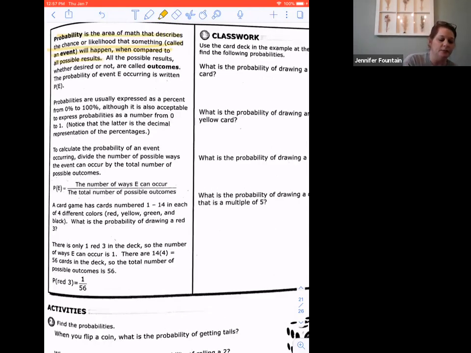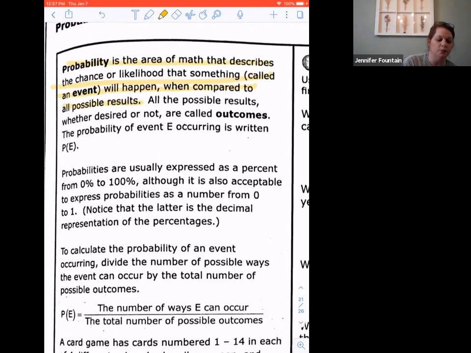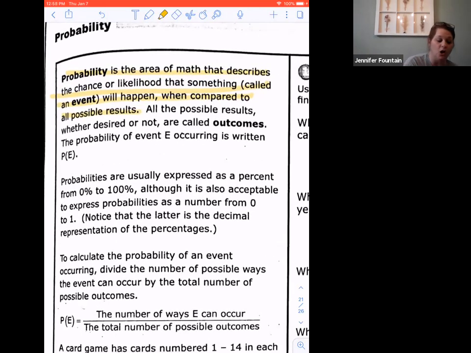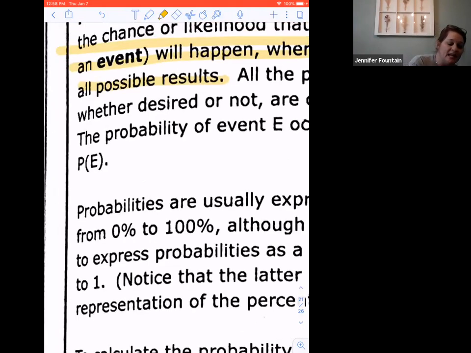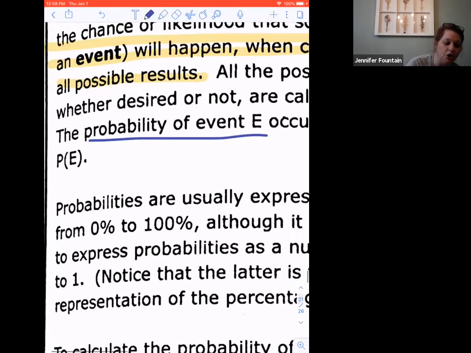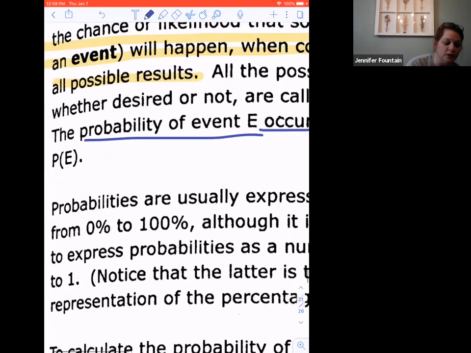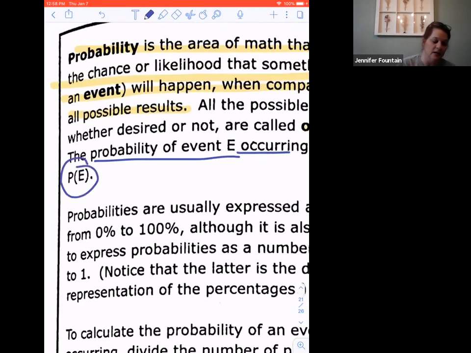All the possible results, whether desired or not, are called outcomes. And the notation that we use, when it says P of E, means the probability of event E occurring. So that's what this little notation means, P of E: the probability of an event occurring.